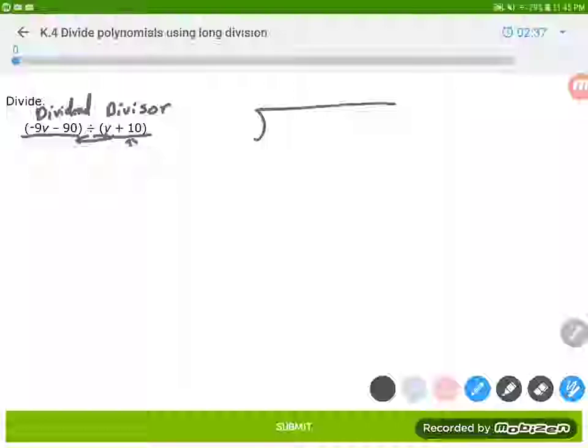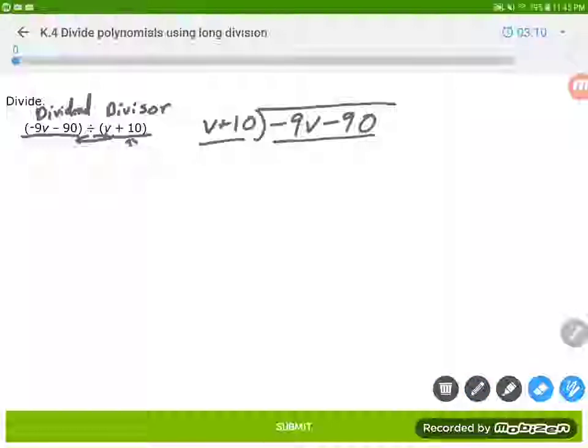So how this works, the thing doing the dividing always goes outside. So our v plus 10 is going to go outside. And then our thing being divided is always going to go inside. Now, this isn't always guaranteed, but at least while we're doing these problems, we're going to notice that our dividend is bigger than our divisor, right? Negative 9v is bigger than v. So that means we want to put it inside so it can get divided. That's not always going to be true, but at least for these examples, we can use that framework to remind ourselves where things go.